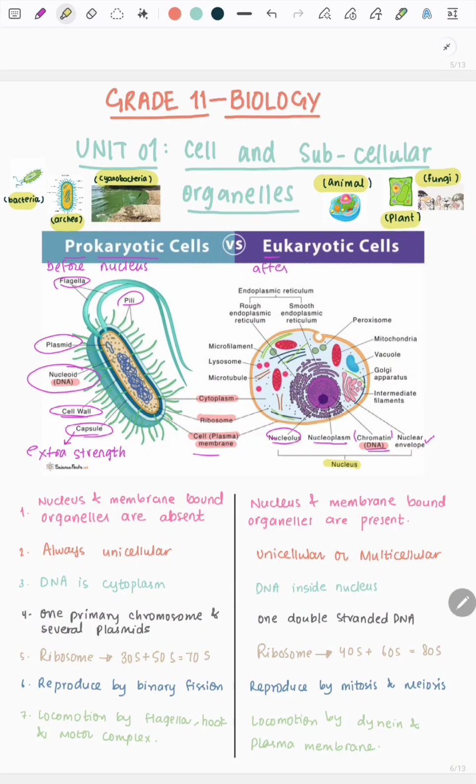Other structures of a eukaryotic cell include endoplasmic reticulum that can be rough or smooth, microfilaments, lysosomes, microtubules, intermediate filaments, Golgi apparatus, vacuoles, mitochondria, and peroxisomes. Mitochondria is the powerhouse of the cell as it produces ATP, the energy source of the cell.